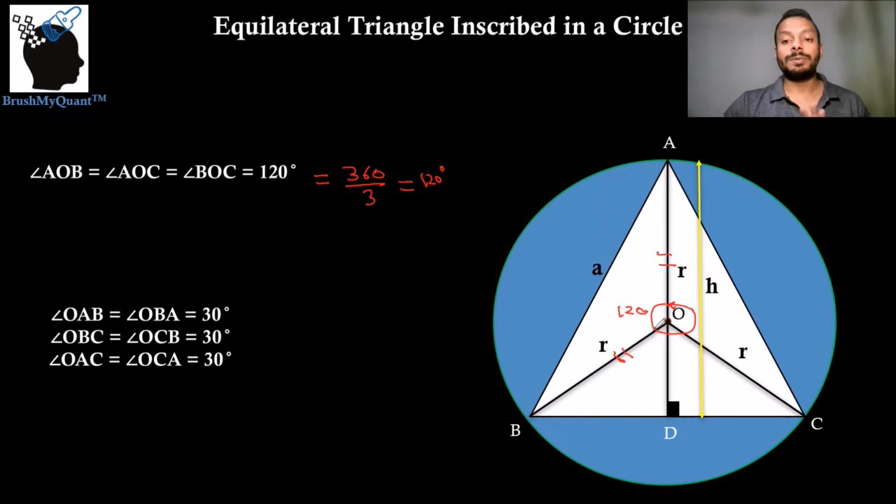That means it becomes an isosceles triangle. So angle OAB will be equal to angle OBA. Let's assume each of these angles is equal to X. So we have X plus X plus 120 degrees is equal to the sum of all the angles of a triangle, which is 180 degrees. Now, if you simplify and solve this, your value of X will come as 30 degrees. So that means angle OAB is equal to OBA is equal to 30 degrees. Similarly, you can prove these two also.